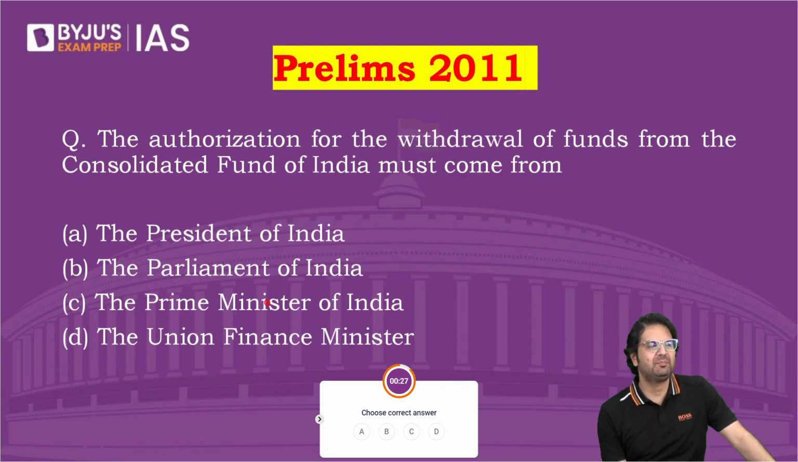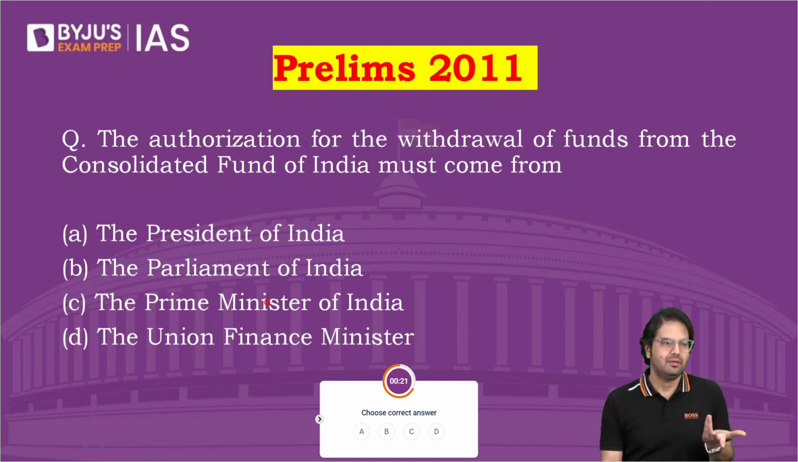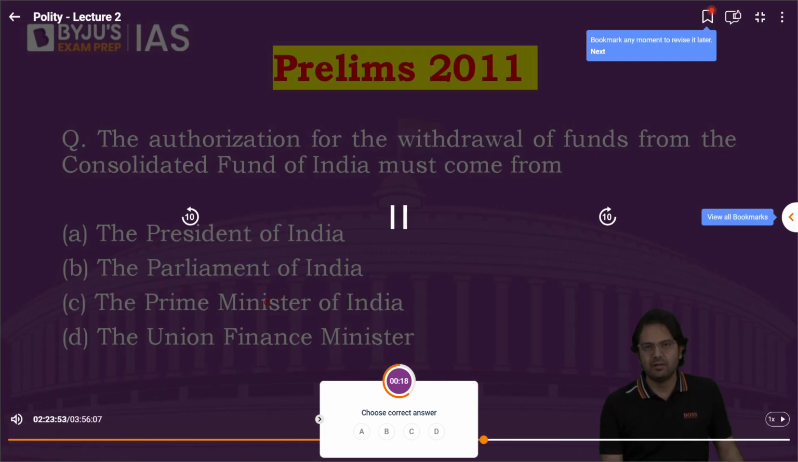What if money is spent and is not for a good thing? Some bad thing is happening. How to answer this question, madam? Tell me. The MPs can scold the government, but they have to approve it. Simple.